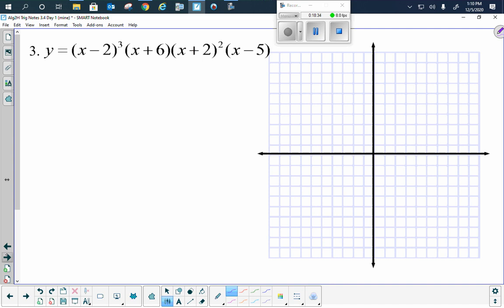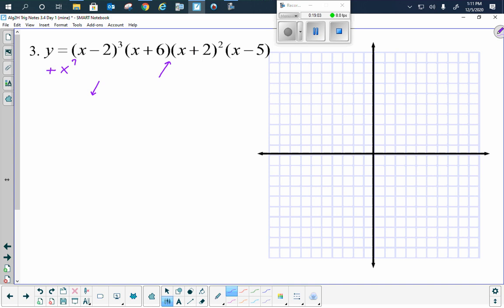All right, first thing I'm noticing, adding all the powers: 3, 1, 2, and 1. Looks like this is going to be an x to the 7th. And also noticing in the front, this is a positive, right? Not a negative. So it's going to be what I have memorized for a positive x to the 7th graph. I know the left arrow should be going this way. The right arrow should be going that way.